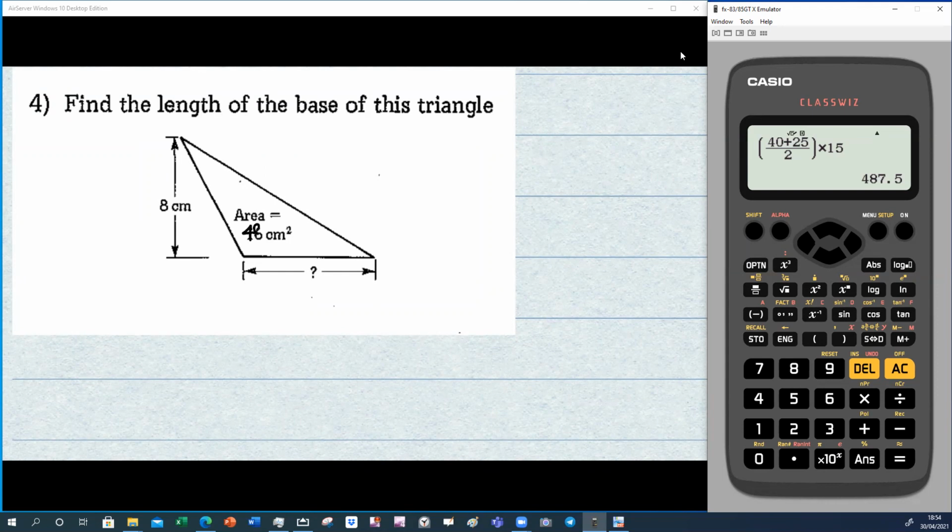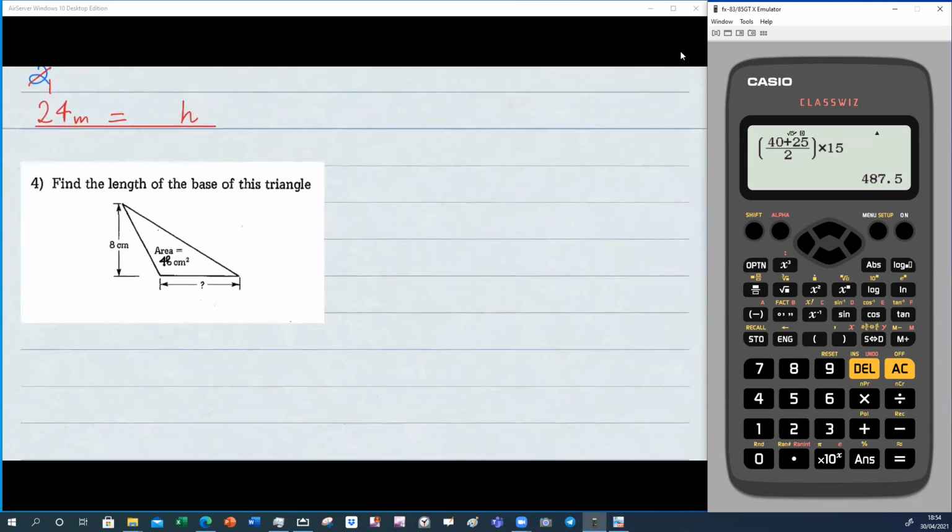Lovely. So Ariana, start me off again, please, on this question. So we need to do a formula which is length times width divided by 2. So what's missing on the bottom? The base. What do we know the value of? The height. And what else do we know the value of? The area. So the height is equal to 8. The area is equal to 48. And the base, we don't know what the base is. That's what we've got to work out, okay?